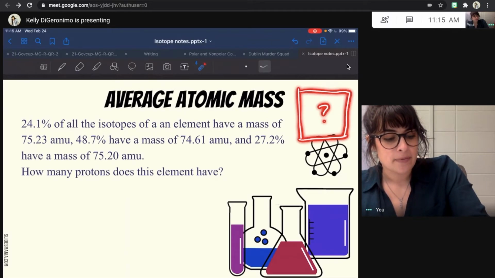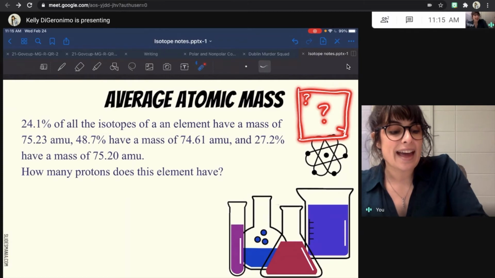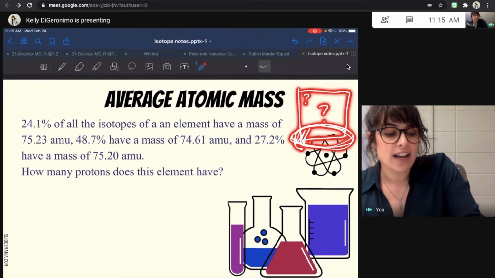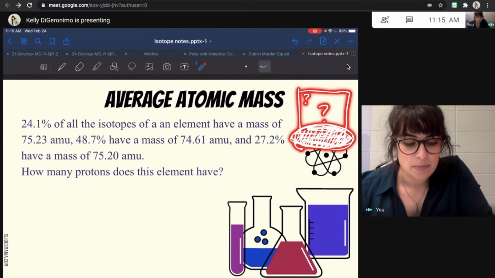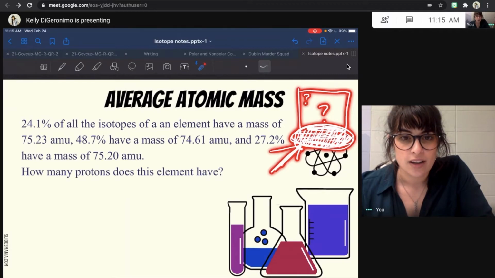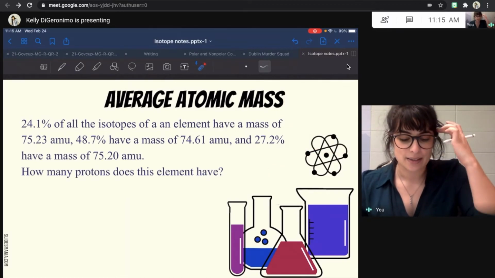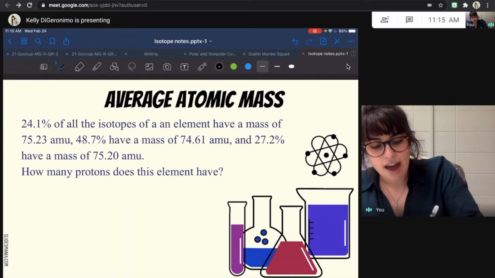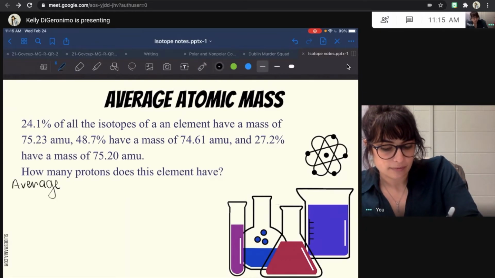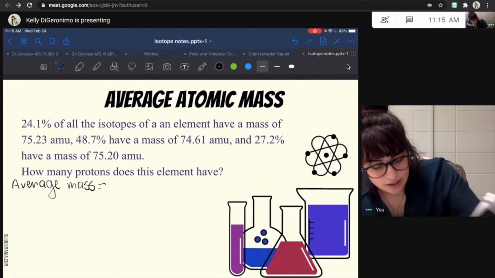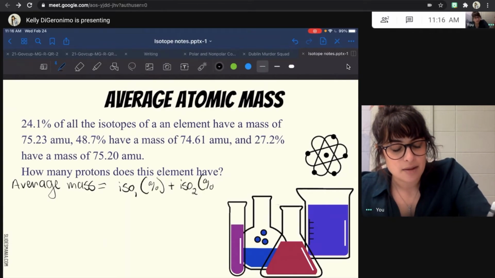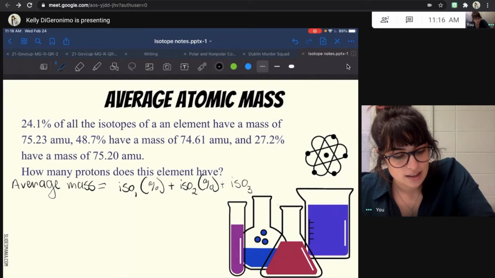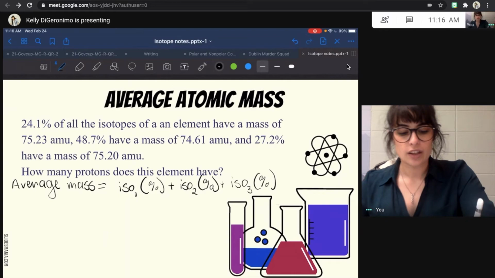We have a mystery element, we have a mystery atomic number, but we can find the atomic mass. So we're going to find the number that goes on the bottom over here, the average atomic mass, and that will help us find the element in the periodic table. So let's find the average atomic mass. It equals isotope 1 times its percent abundance plus isotope 2 times its percent abundance plus isotope 3, if it exists, times its percent abundance. So here we go.